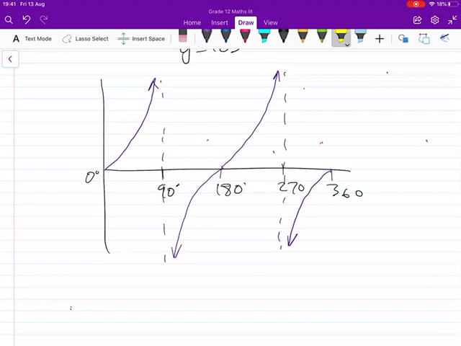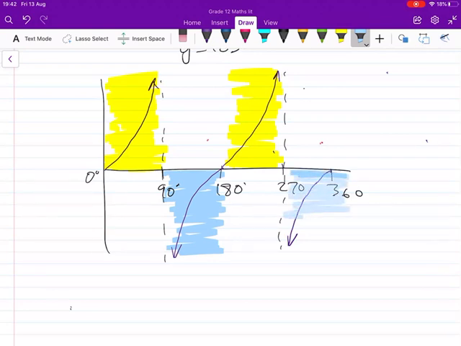Let us see what we are seeing here. Well, guys, it seems to me that from 0 to 90, we are having tan being positive, okay? And from 180 to 270, tan is positive. And then between 90 and 180, we are having tan being negative. And between 270 and 360, of course, you can see that tan is negative.